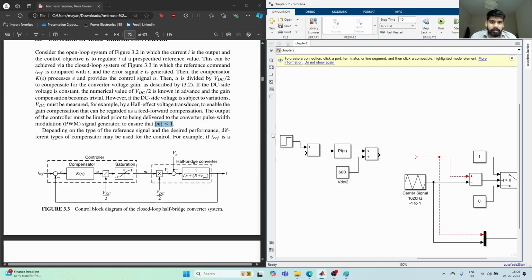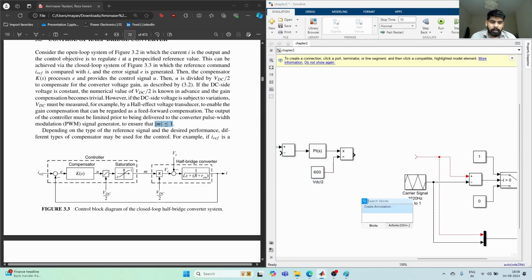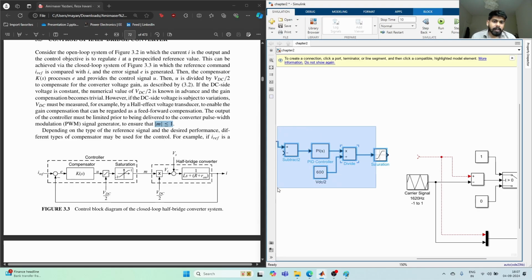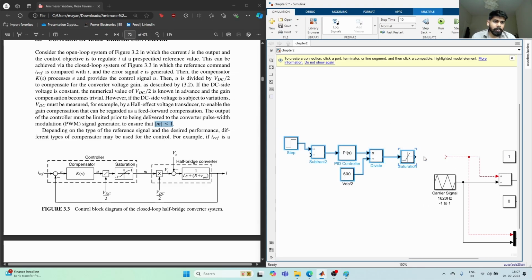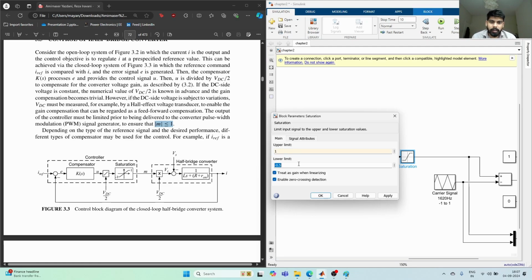So we'll just put a saturation block. So saturation, this is what I was talking about in the last video. Each and every output of this controller, or each and every set point or parameter, has to be limited, has to have an upper and a lower limit, just for the protection of the whole scheme of the whole system, right? So I'll just put 1 and -1.